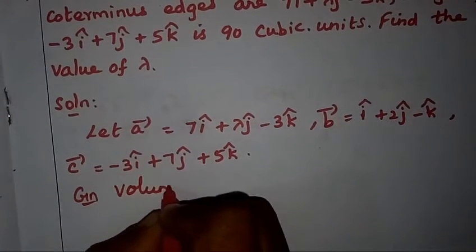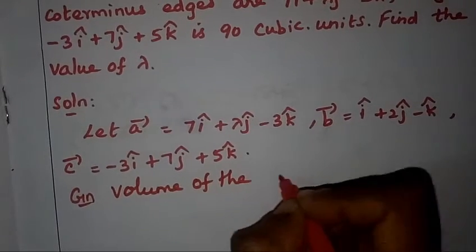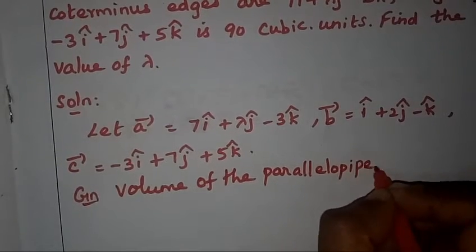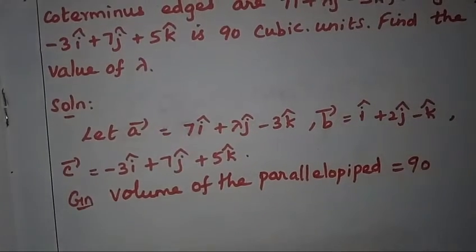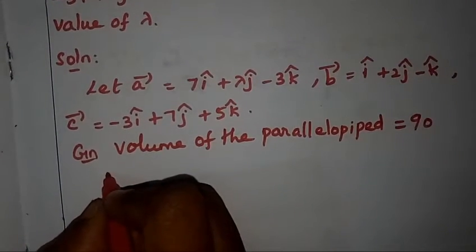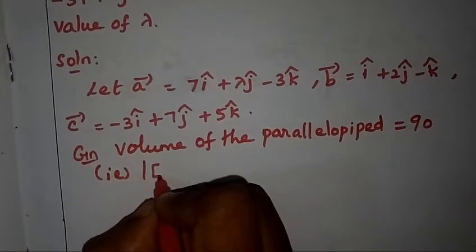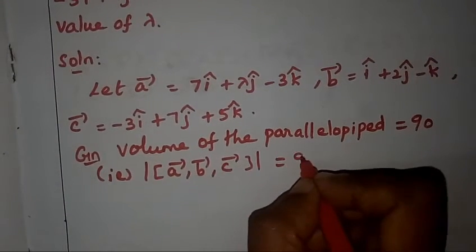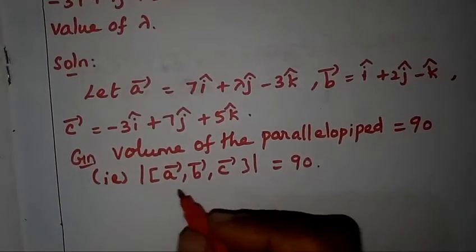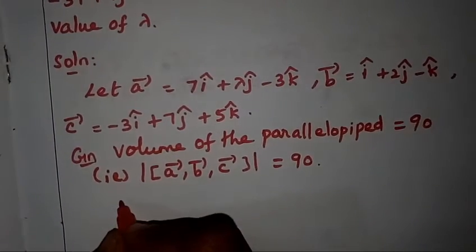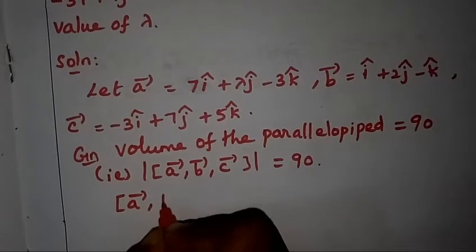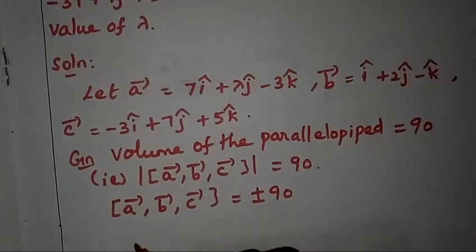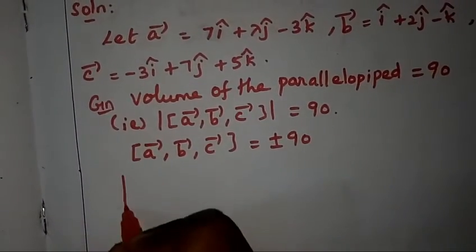So it is given, volume of the parallelepiped is equal to 90 cubic units. Volume of the parallelepiped means the modulus of the box product of A vector, B vector, C vector is equal to 90. When we remove the modulus, on the right side you have to put plus or minus. So the box product of A vector, B vector, C vector is equal to plus or minus 90. Now we can take the box product, that is the determinant.